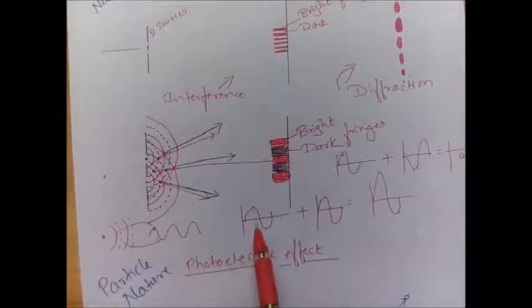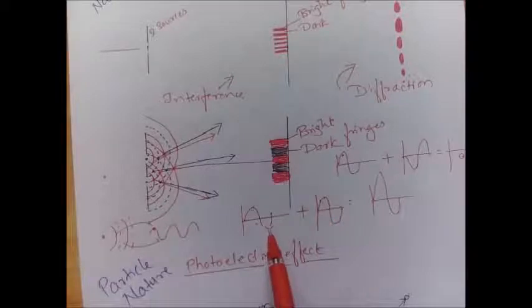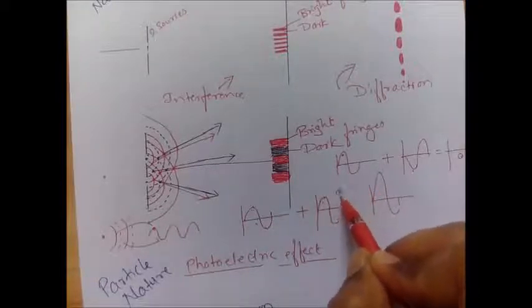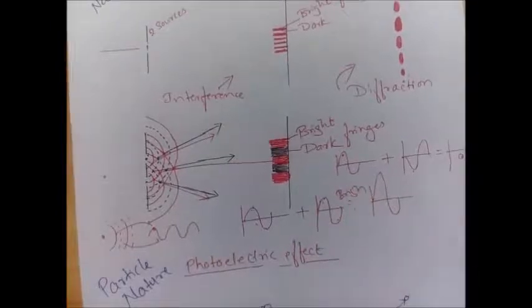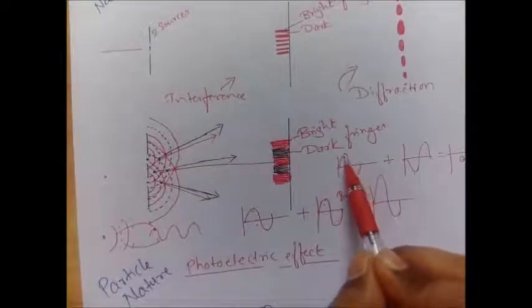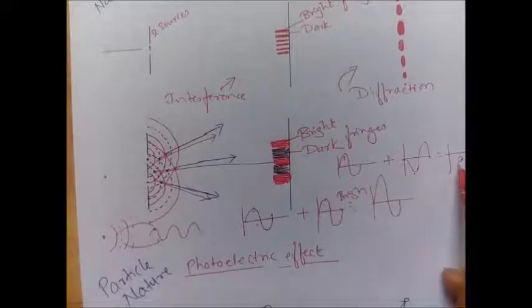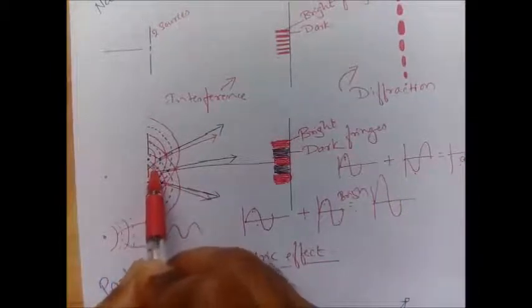That means when crest falls on the crest, or trough falls on the trough, we get the bright fringe. When the crest falls on the trough, what will we get? We will get the dark fringe. So this is the thing which is happening here.